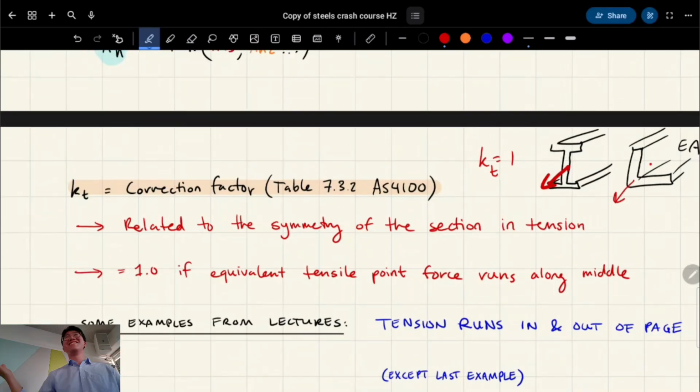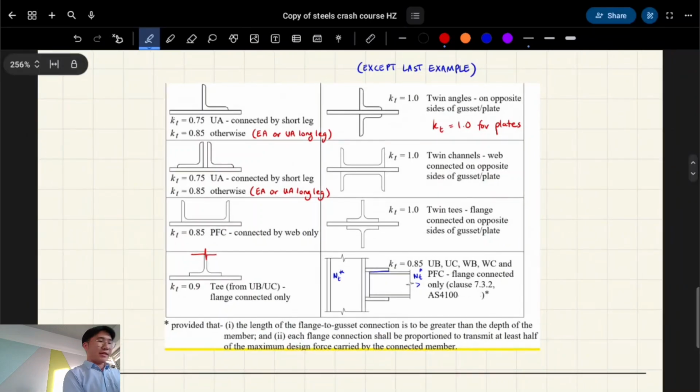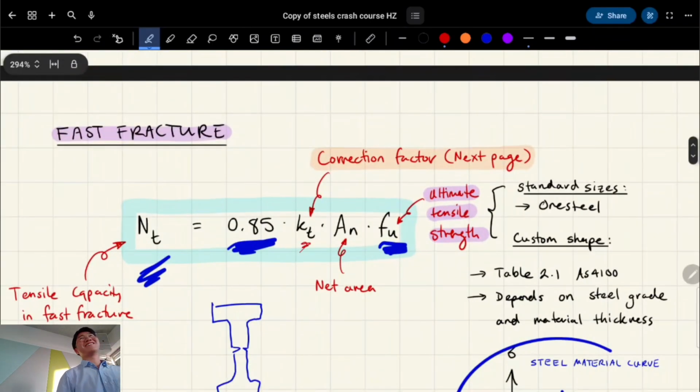So that offset is called an eccentricity. So eccentricity is just another way of saying an offset of the force. That is gonna change your correction factor. And so there's a bunch of rules to do with it on the lecture slides, right? Yeah, you can have a good read of that, but it's just to do with whether the force is applied in the middle or not, essentially, for tension, right? And the correction factor is only in fast fracture. I can't tell you why. Yeah.